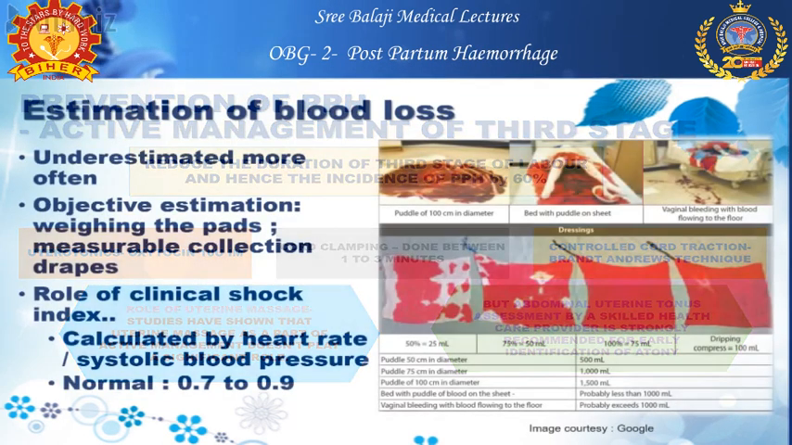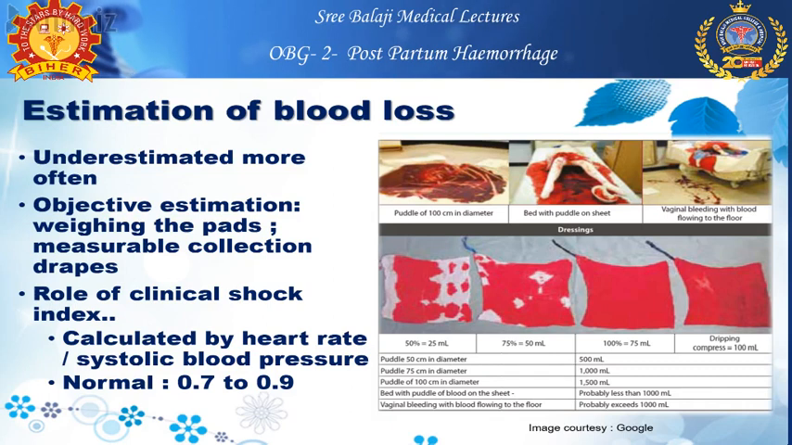Whenever PPH is suspected, the blood loss should be estimated accurately. It is underestimated more often. Objective estimation should be done whenever possible by weighing the pads using measurable collection drapes. The clinical shock index gives an approximate amount of blood loss. It is calculated as heart rate divided by systolic blood pressure. Normally it should be 0.7 to 0.9.